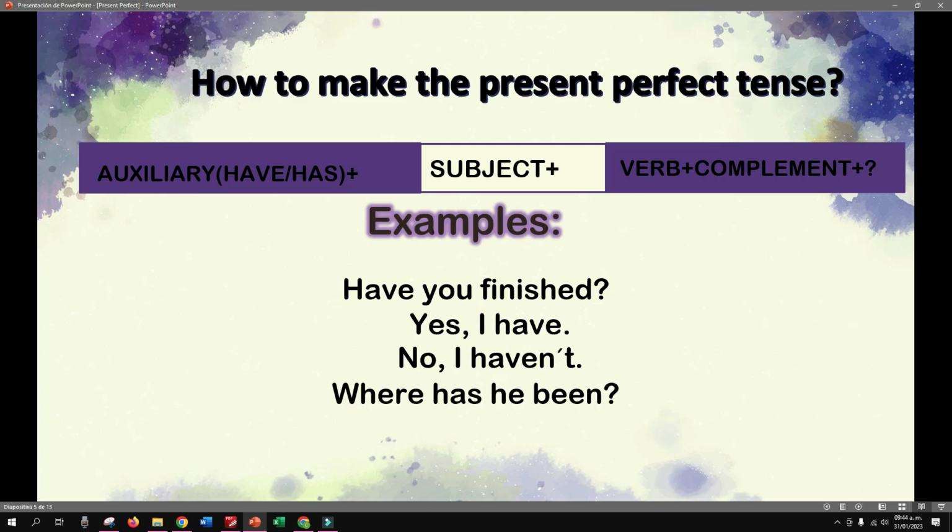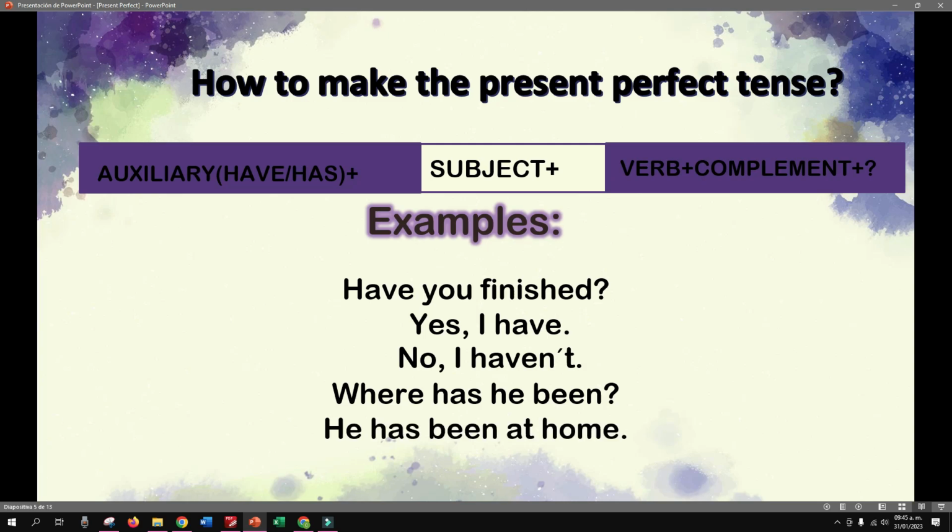But what about this one? WH questions. First, you're going to have the WH word. That will be which, where, how, what, etc. First, then the auxiliary. Which will be the auxiliary here? Has, right? Where has he been? You have the subject he and the verb in past participle, right? Where has he been?